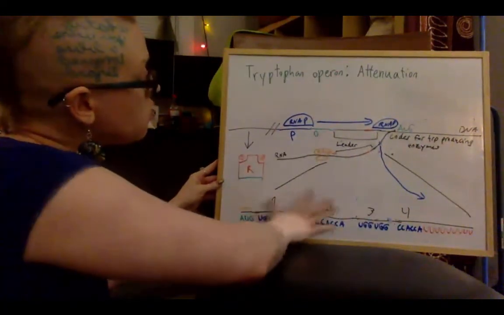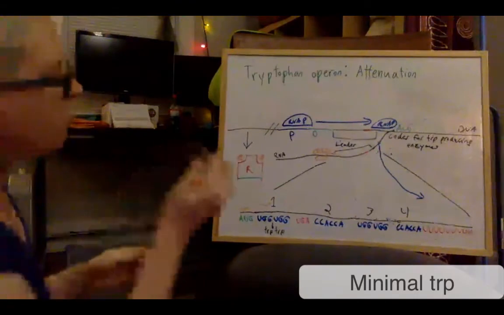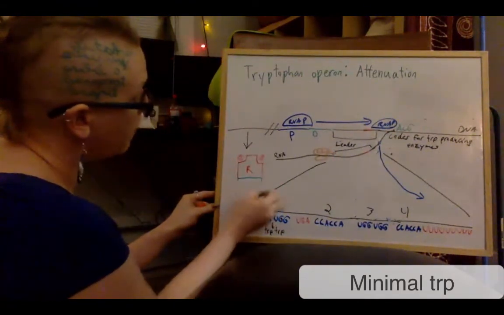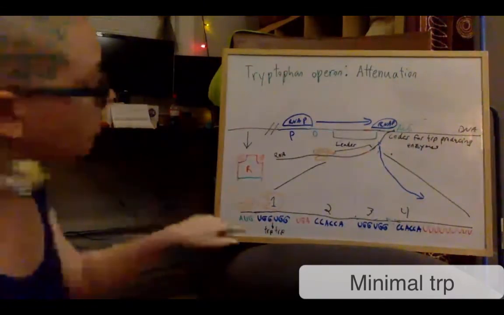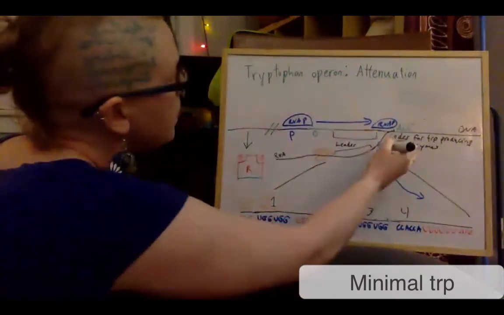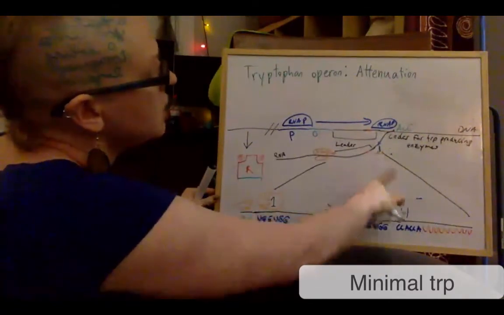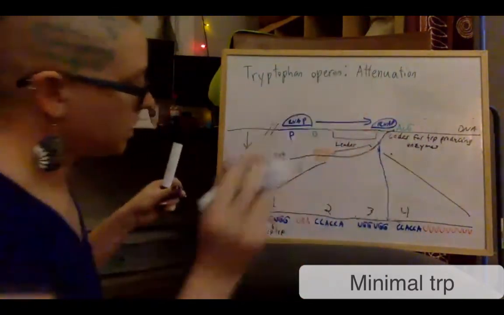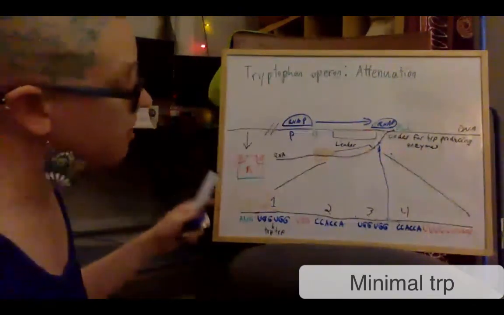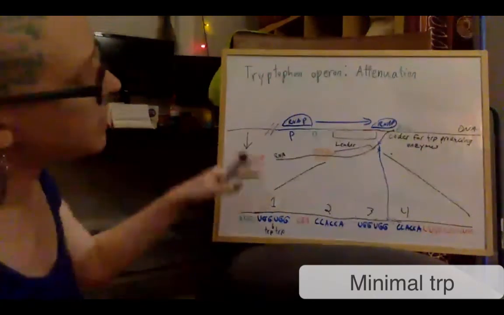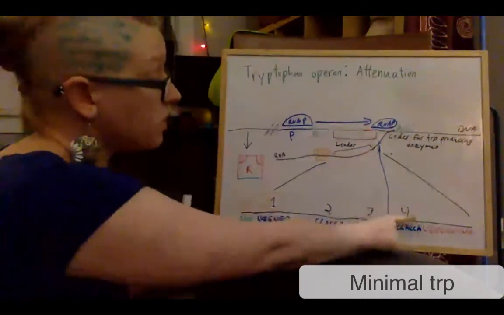If there's no tryptophan available, or just so little tryptophan, then when our ribosome gets to 1, and we remember it was at 1 as soon as 1 and 2 were freed up because the RNA polymerase had just done 3. So here, our ribosome is on 1, but it's going to stall. It's going to sit there for a little while. And because it's stalling, 2 and 3 are going to be paired together when 4 is transcribed.